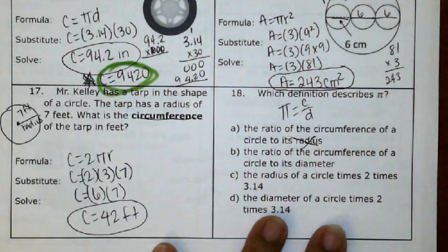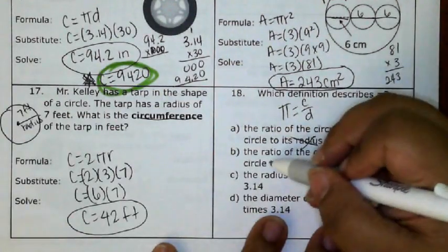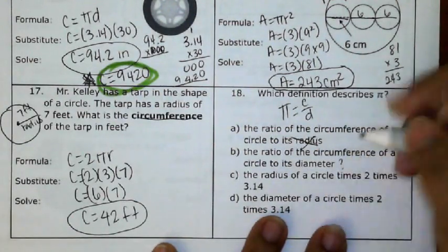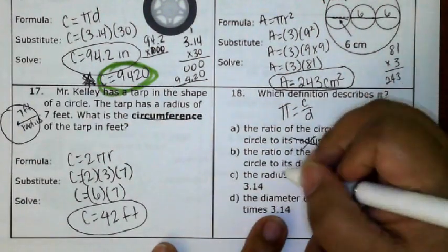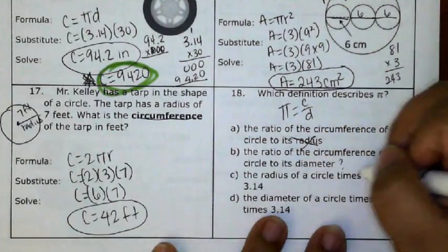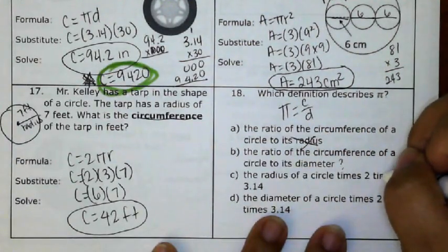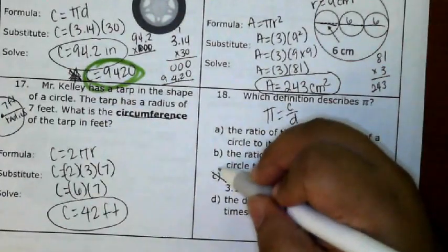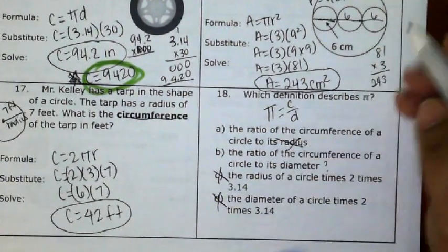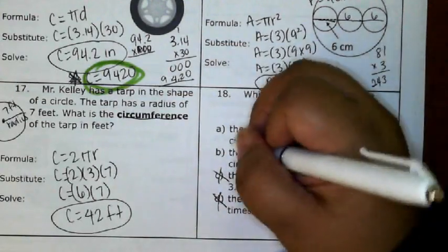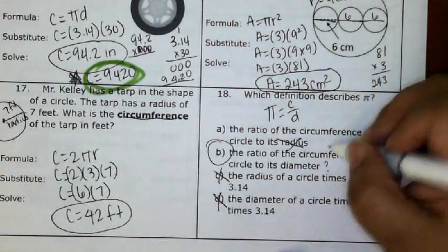Okay. Here, the radius of a circle times 2 times 3.14? No. The diameter of a circle times 2? No. Okay, so the only one that's our answer is B. Circumference to diameter. Okay? All right, pause if you need to. Let's go ahead and move on to the last page.